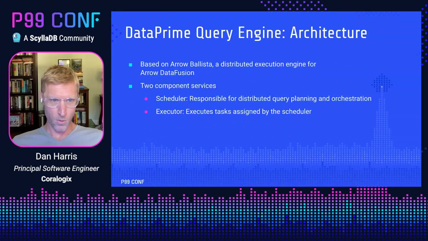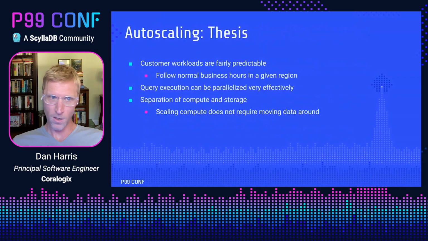And there's two component services. In practice, it's a lot more complicated, but for our purposes here, there's a scheduler, which is an orchestration layer. So it's going to be responsible for distributed query planning and orchestrating execution. And there are executors, which are the actual workers in the system. So they're the dumb executors that just take a task from the scheduler and execute it. So the scheduler doesn't have to be particularly scalable, but the executors do, since the query latency is limited by our executor compute capacity.